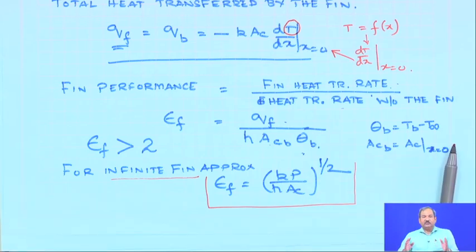How does the expression of fin performance tell us something about the shape of the fin, the material of construction of the fin, and the usual situation in which use of a fin is justified? You have K in the numerator. Since K, the thermal conductivity, is in the numerator, in order to enhance the effectiveness of the fin, K should be large. So the material of construction of a fin should always be of high thermal conductivity.